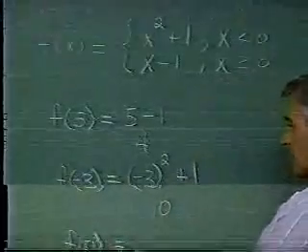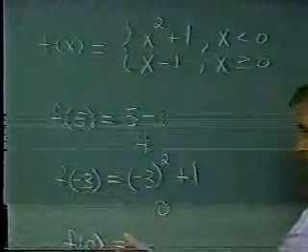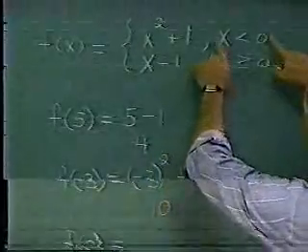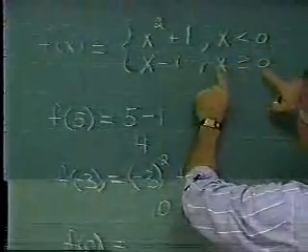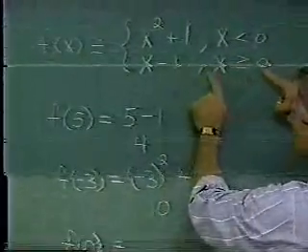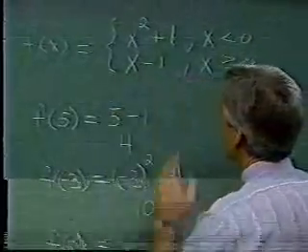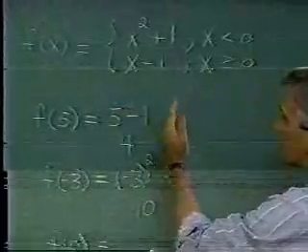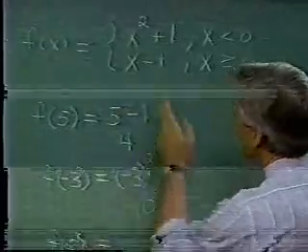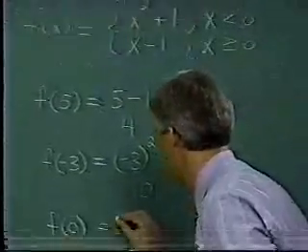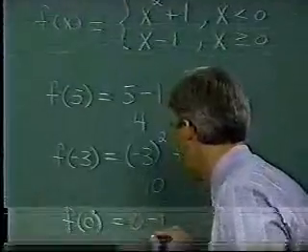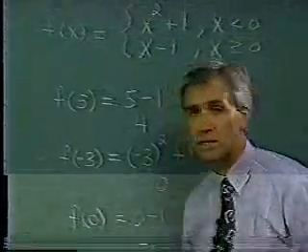What about f of 0? Well, which category does it fit into? Let's see. This says x is less than 0. This says greater than or equal to 0. It would fall into this category, and here's how the function behaves: x minus 1. So we replace x with 0. We'll have 0 minus 1, or negative 1. So f of 0 is negative 1.